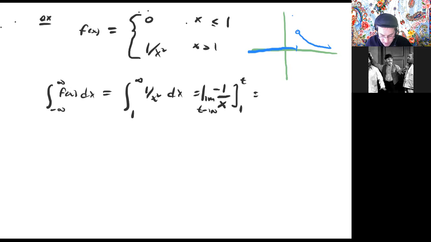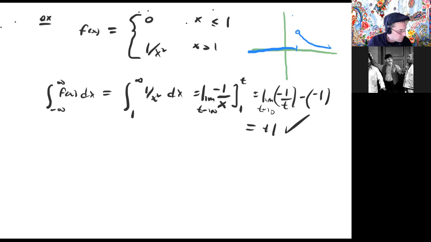This becomes minus 1 over t. It's going to be the limit as t goes to infinity, minus 1 over 1. And we're going to take the limit as t goes to infinity, and this is going to give me plus 1, which is what we needed to get. So this checks out.